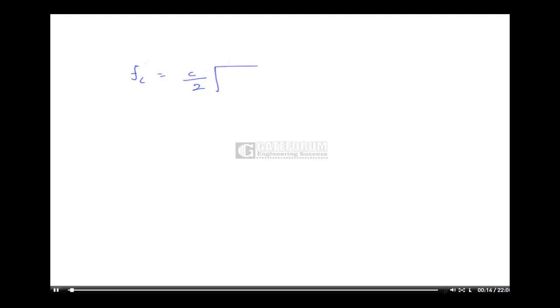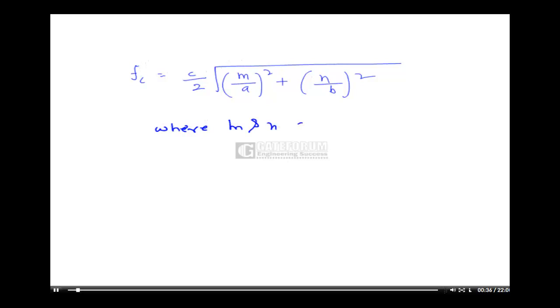square root of (m/a)² + (n/b)², where m and n are integers.